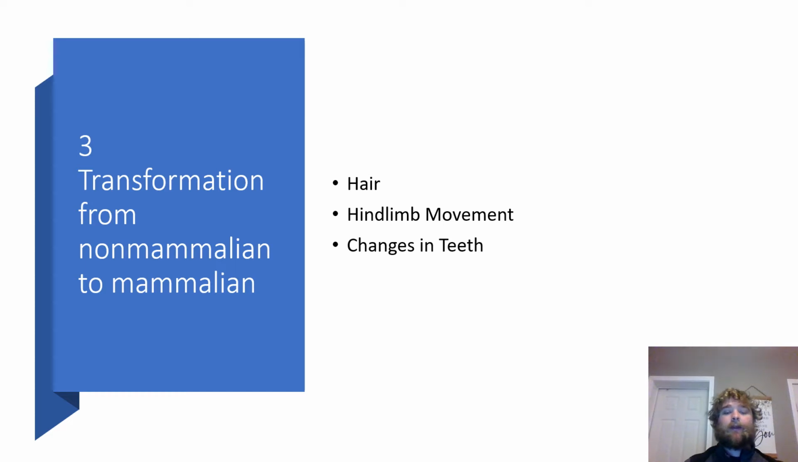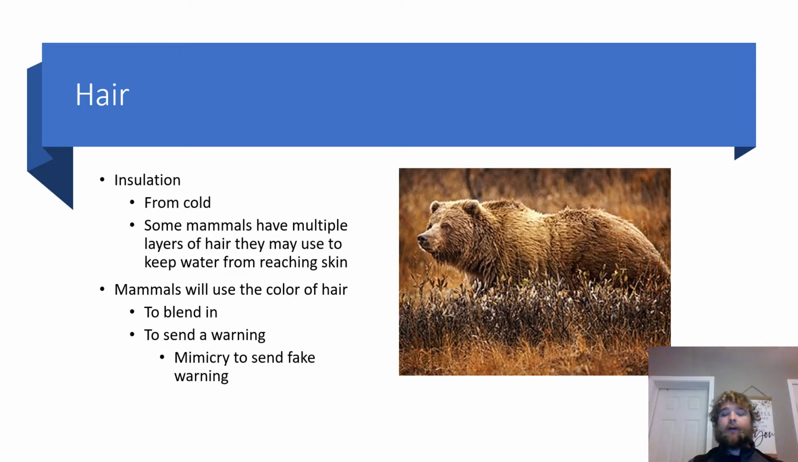So the first thing we're going to take a look at for this presentation is three transformations that happen from non-mammalian to mammalian. And the three I'm going to focus on are hair, hind limb movement, and then some of the changes in teeth and jaw. So let's start off with the hair.